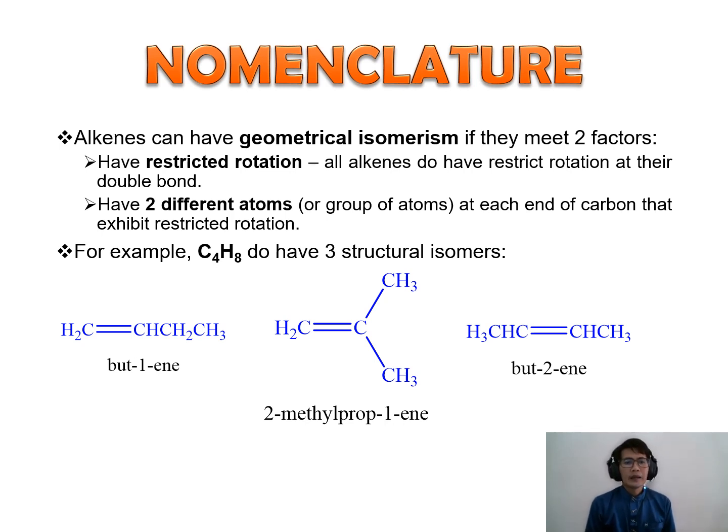Lagi. Alkenes ni sebenarnya dia boleh bentuk geometrical isomerism. Kenapa? The first one, sebab dia ada restricted rotation. Okay, kenapa ada restricted rotation? Because it has a double bond. Okay, restricted rotation ni kita dah belajar ada dua sebab. Disebabkan oleh double bond and also disebabkan oleh cyclic ring.